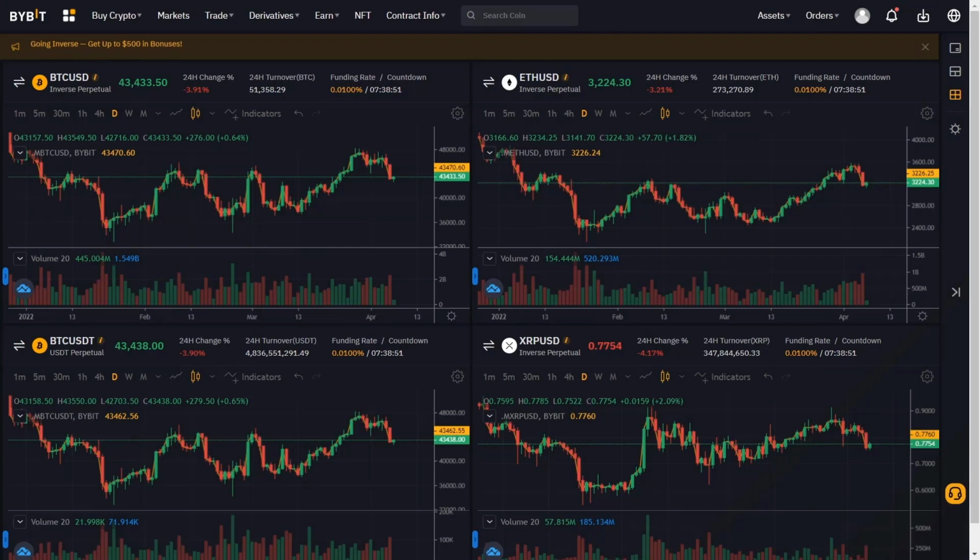I also use this 4-price layout to easily keep an eye on multiple quotes. Hugely useful if you are a day trader. In short, Bybit is a good and reliable crypto exchange to trade on.